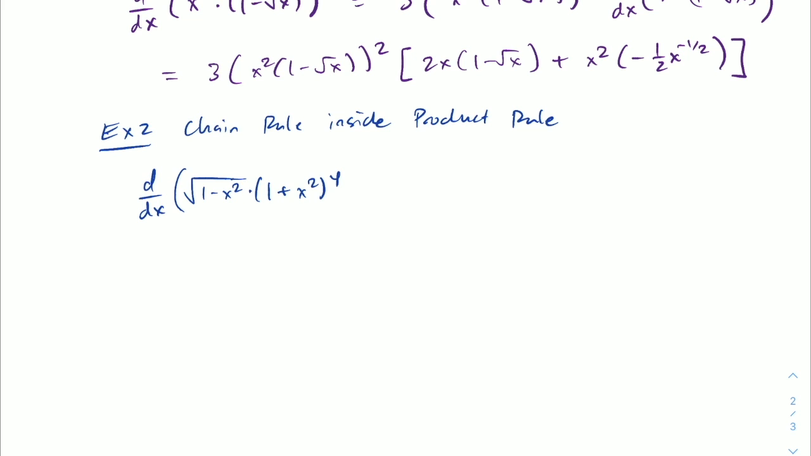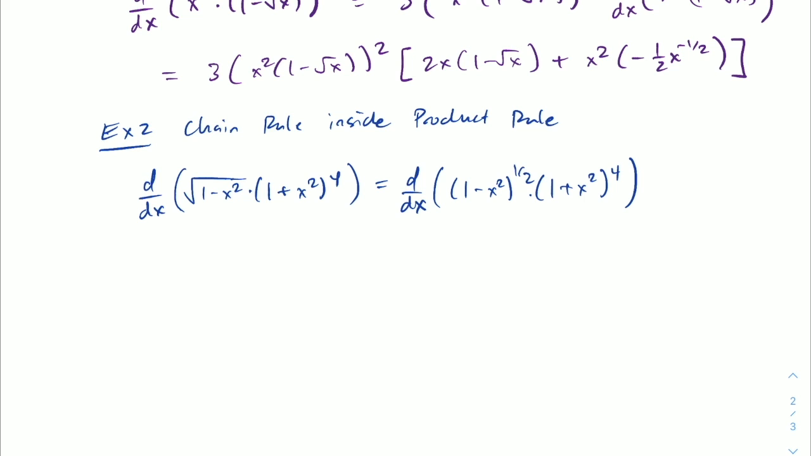So you can see that the first thing we encounter is this product, the product of the square root function and the fourth power function. So before I take the derivative, I'm going to rewrite this square root as 1 minus x squared to the 1/2. And then I'll be ready to apply the product rule.